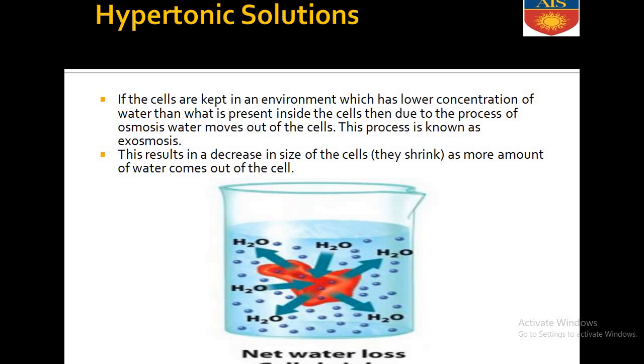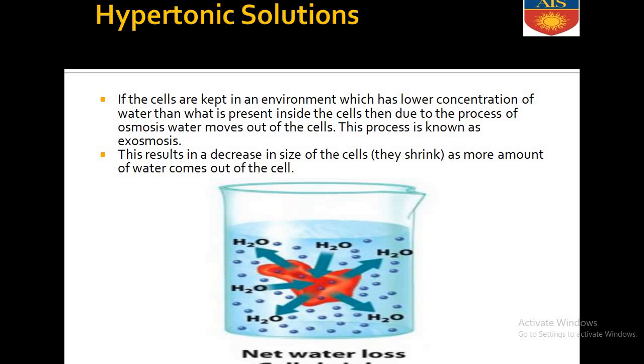Clear? Now, if the cells are kept in an environment which has a lower concentration of water than what is present inside the cell, then due to the process of osmosis, water moves out of the cell. Water comes out of the cell, and this process is known as exosmosis and results in a decrease in the size of the cell. Now, let me give you one example.